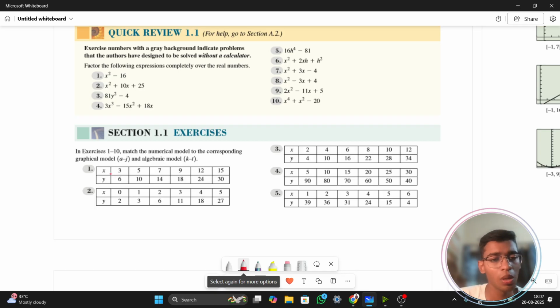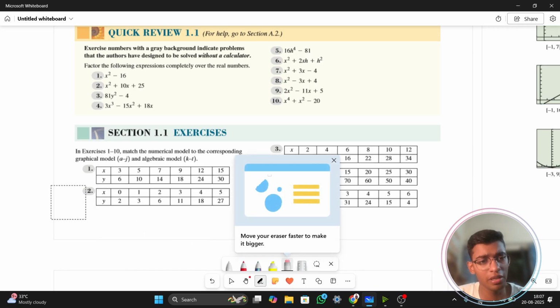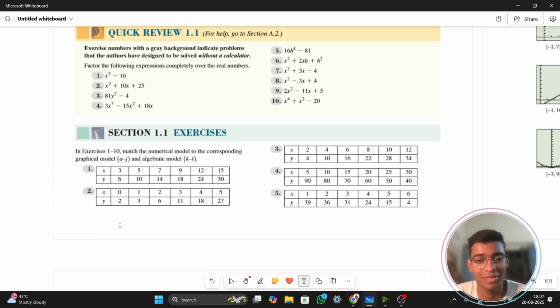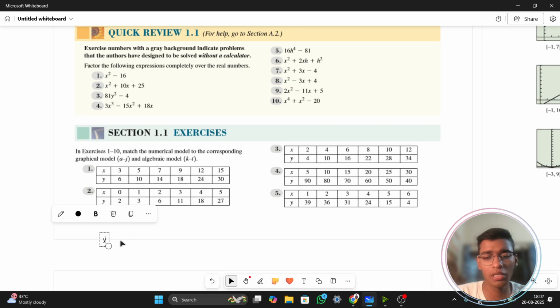The first one says when the value of x is 3, y is 6. When it is 5, y is 10; 7, 14; 9, 18; 12, 24; 15, 30. One thing is very clear: the value of y is actually twice that of x. You can ignore my writing. I can just show you in short: you found out that y equals 2x.